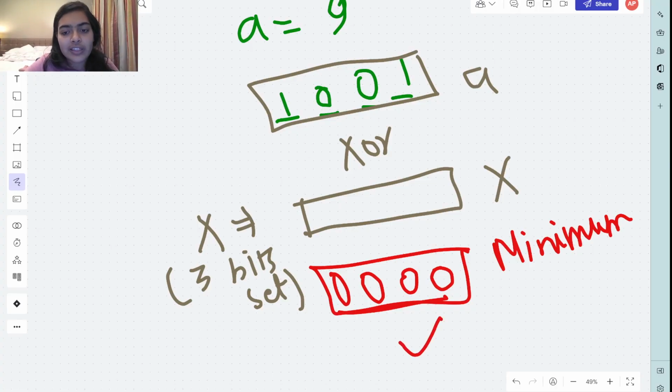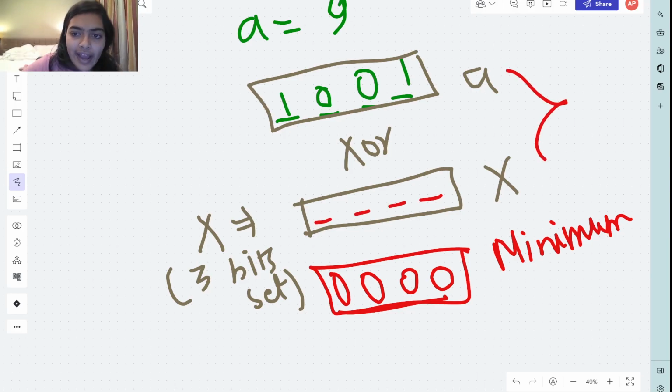If we are able to get this, it is awesome, because this is the minimum possible number at all. So we know that we have to try to achieve the minimum possible value. Okay, so how will we achieve a 0 here? We have to XOR A and X, and we have to try to achieve the minimum possible value.